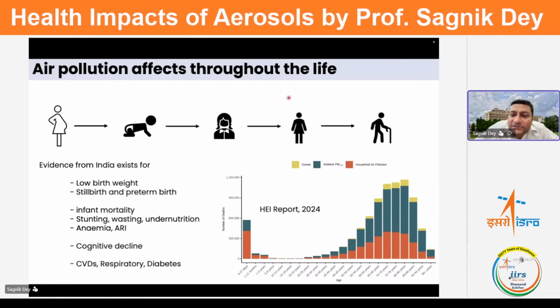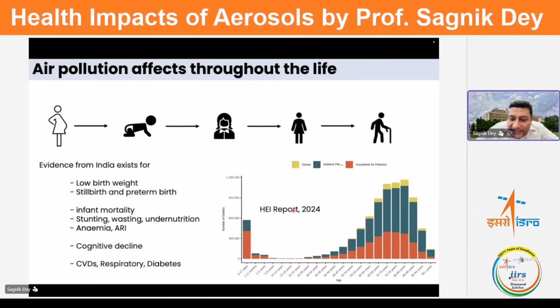The child grows to an adult, then there are a range of studies showing a negative impact on a range of cardiovascular diseases like hypertension, stroke, ischemic heart disease, respiratory diseases like asthma, chronic obstructive pulmonary disease, diabetes, lung cancer, and many, many others. So overall, now we have overwhelming evidence with Indian datasets to suggest that air pollution affects throughout the life.